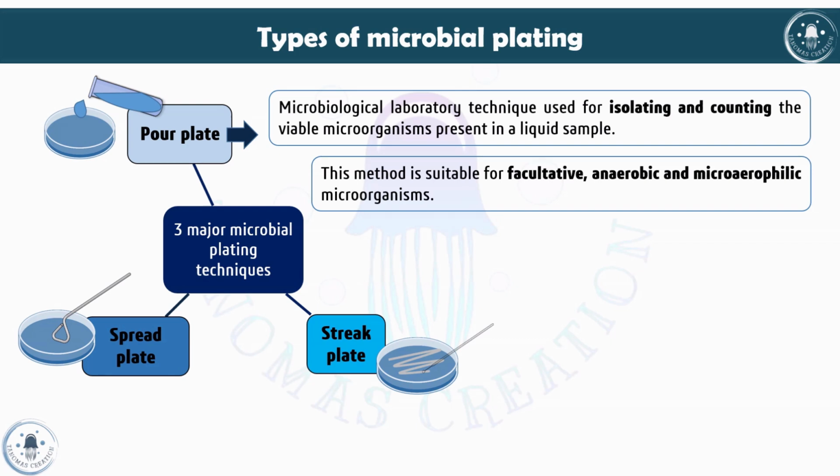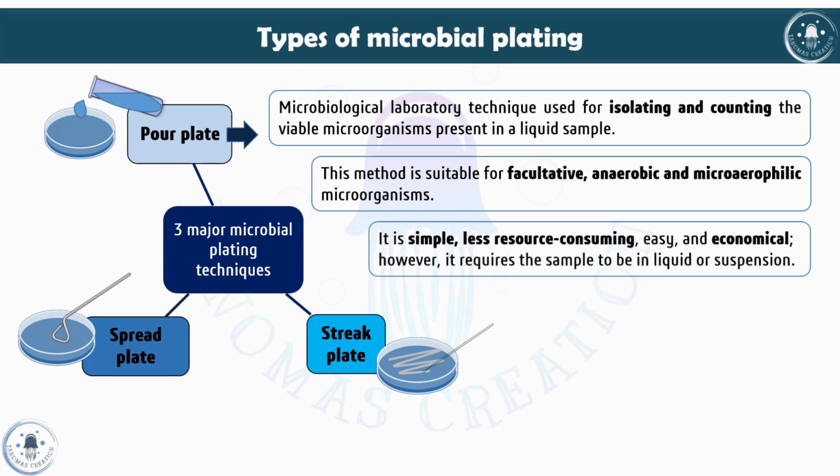If you take any sample, there may be different types of microorganisms: aerobic, anaerobic, microaerophilic, facultative, obligate. Different types of microorganisms may be present. This pour plate is very much suitable for growing all these types of microorganisms in vitro. It is a very simple, less resource consuming, easy and very economical method.